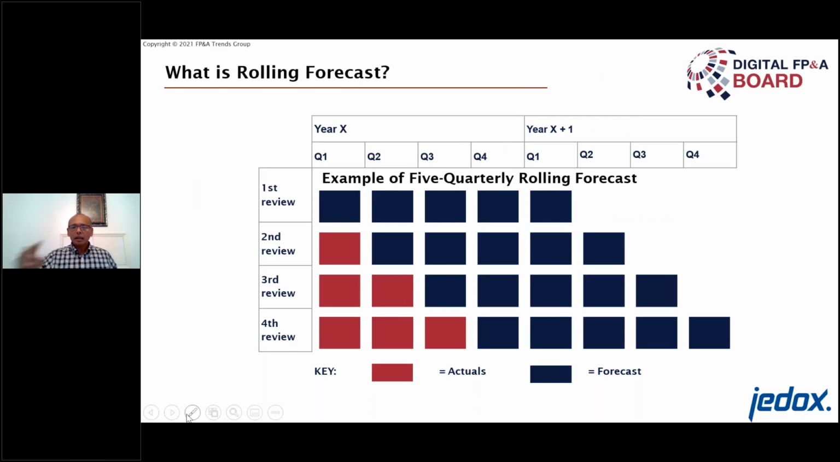I've got a couple of slides that I would like to quickly take you through before we start our presentation. Just a very quick example of what a rolling forecast looks like. Here we're looking at an example of a 5-quarterly rolling forecast. It's not a traditional forecast. You can see the red here is actuals and the blue is forecast, and constantly they're running a 5-quarterly model. So if you look at the second review, the first quarter has gone red, which means it's actual. Then we've got 5 forecasts rolling forward. So not your traditional forecast where 1 month or 1 quarter is actual, and then you look at the remaining 3 quarters.